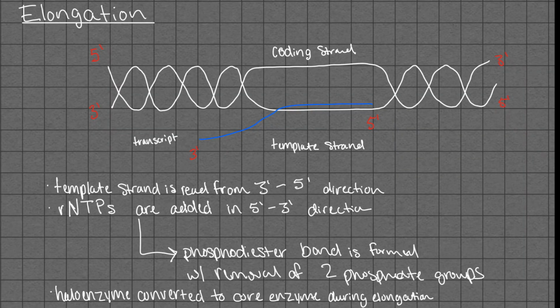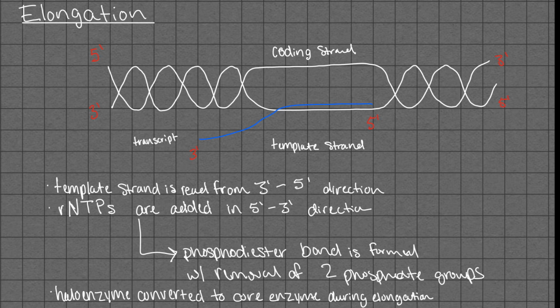The next step of transcription is elongation. During elongation, the coding strand and the template strand become separated. The template strand is read from the 3' to 5' direction, while rNTPs are added in the 5' to 3' direction, because the base pairs are complementary.